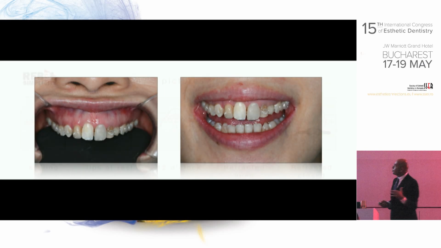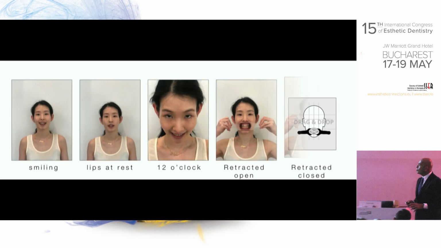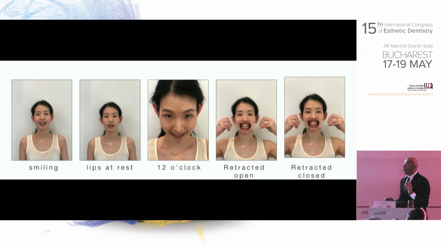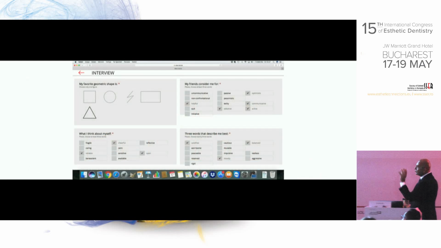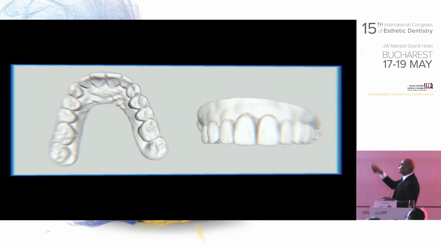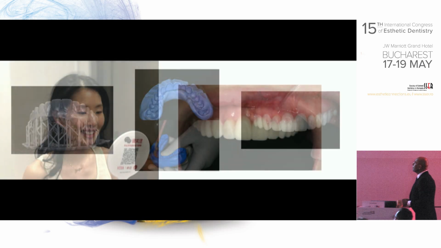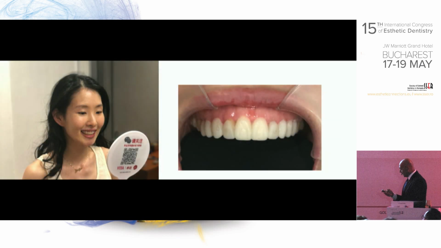declare the incisal edge position, get these 5 pictures, which I'll show you very simply how to make. Smiling, lips at rest, 12 o'clock, retracted and retracted closed. All you need is only these 5 pictures. And after these 5 pictures, the questionnaire and scanning of the mouth with 1 single mock-up. So this is the STL file you'll be getting. Immediately you can see the final outcome. 3D printing, application of this to the mouth, and the final result.